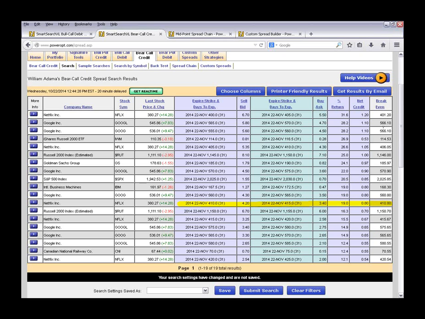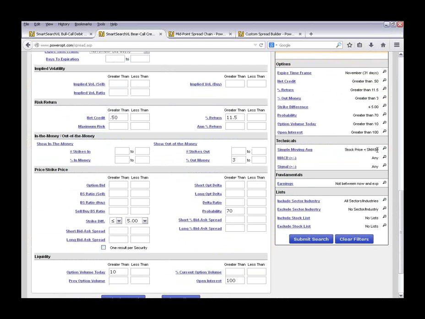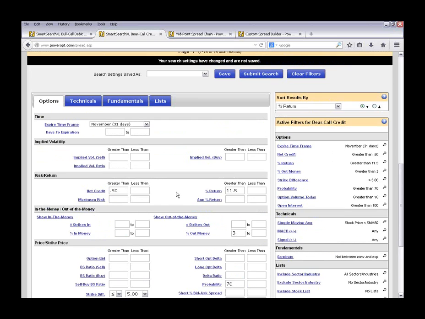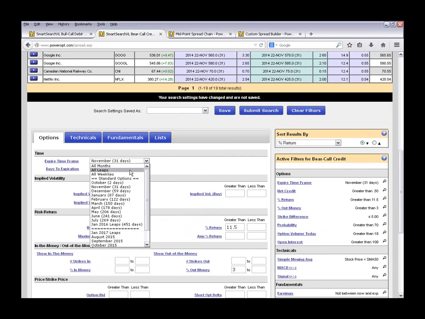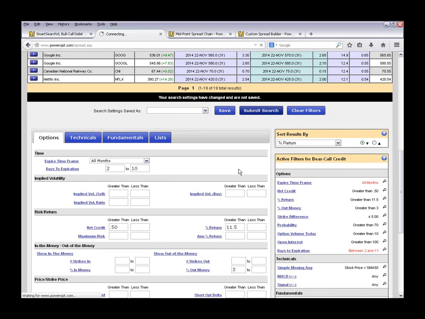Okay? Once again, let's take our bear call spread criteria that we used. We look for stocks in a downtrend, and we wanted to avoid earnings between now and expiration. But let's change this to the weekly series. Instead of looking at the standard November expiration, I'll choose all months again. And we'll change our days to expiration to 2 to 10 to focus it just on the next 7 days. Let's go ahead and submit that.